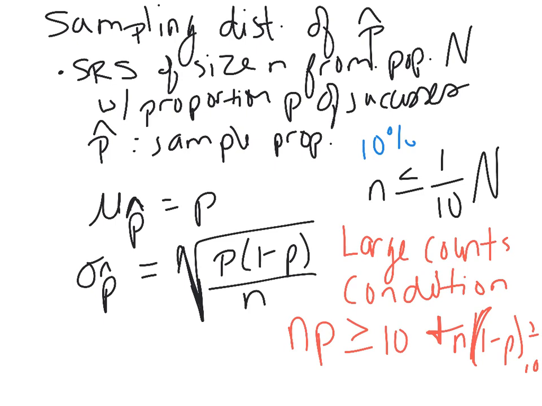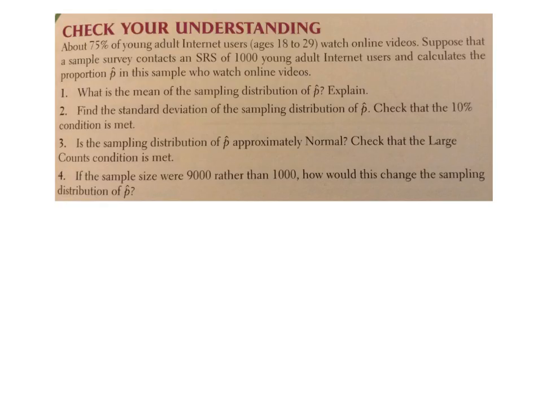Let's run through an example of this. I think all of this makes way more sense when we go through examples; it's too abstract without it. In this example, about 75% of young adult internet users ages 18 to 29 watch online videos. Suppose a sample survey contacts an SRS of 1,000 young adult internet users and calculates the proportion p hat in this sample who watch online videos.